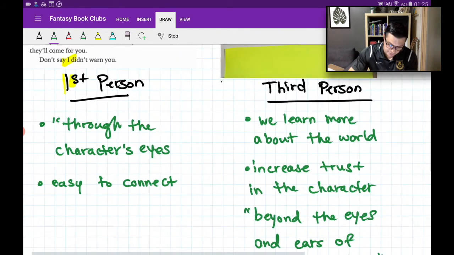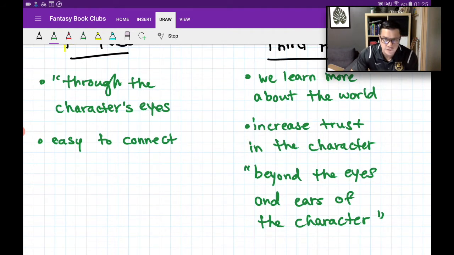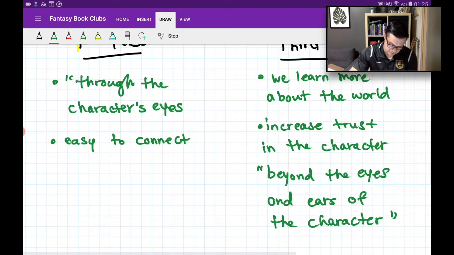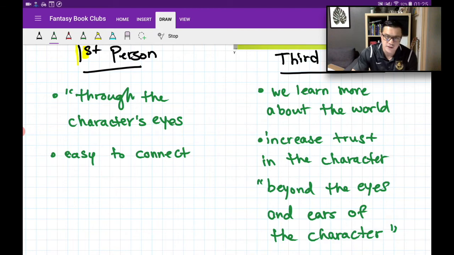So again, just to review, with third person, the story is told from the perspective of someone who's not a participant in the story. And the reason the author might do that is to come across as an authority on the world and someone we can trust. And this might make it easier to believe some of the characters and what's happening. With first person, we really see through the characters' eyes, we feel what they feel, and it's easier for us to connect to what they're experiencing.